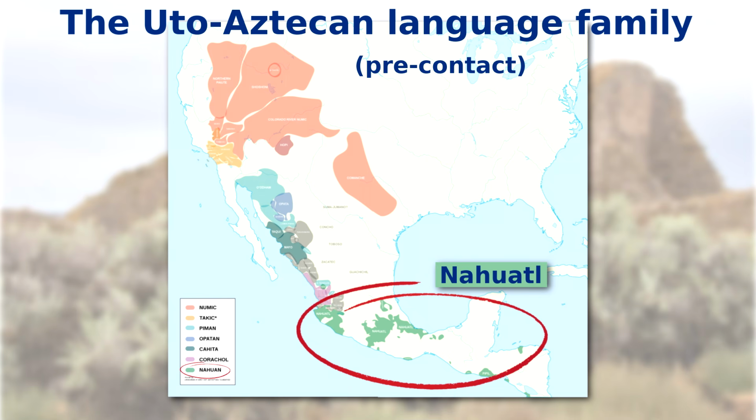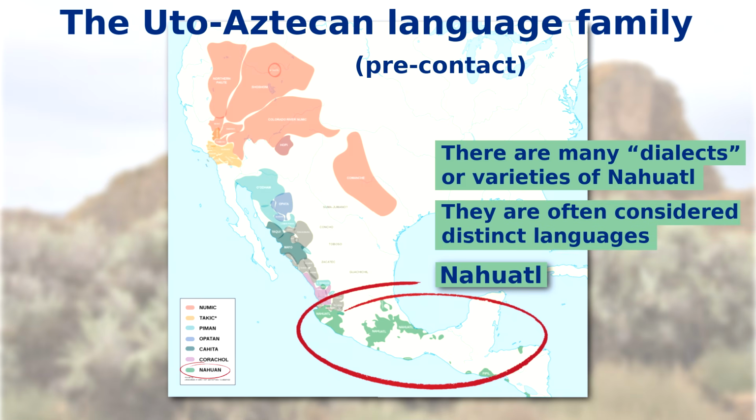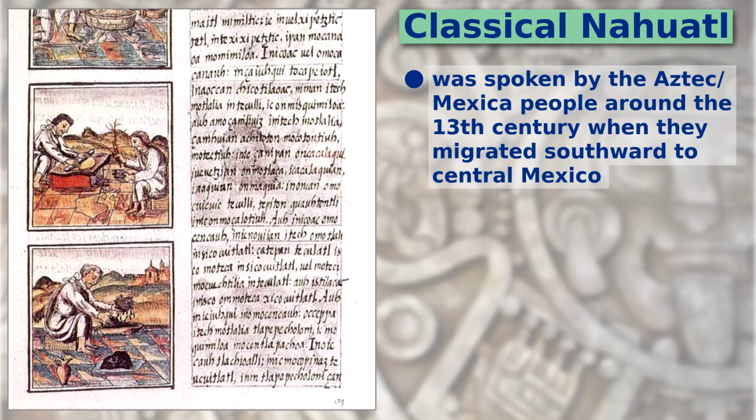Náhuatl is a member of the Uto-Aztecan language family, which has languages spoken in Mexico and the western United States. There are many dialects or varieties of Náhuatl, and they are often considered distinct languages that form a branch of Uto-Aztecan, the Nahuatl branch. When you see information about Náhuatl online or in books, it's usually classical Náhuatl, which was spoken by the Aztec or Mexica people around the 13th century when they migrated southward to central Mexico, and some of them as far south as Nicaragua.